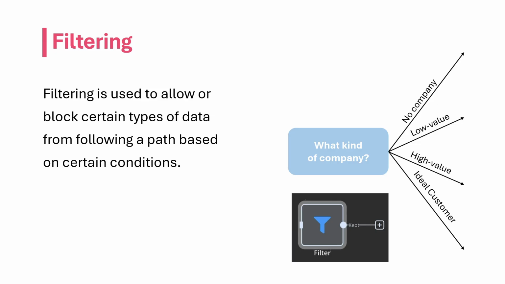It's like a checkpoint that ensures only the right data moves forward, keeping your automation clean and efficient. In the previous example, what kind of company, that is our filter. If there is no data of any company, then we have to ignore it. If it has low value, then we move it to this tab, or high value, then this tab. If it is an ideal customer, then we send it to the account manager instantly right away. So this is the work of a filter.